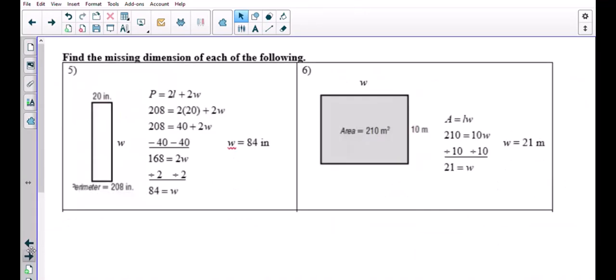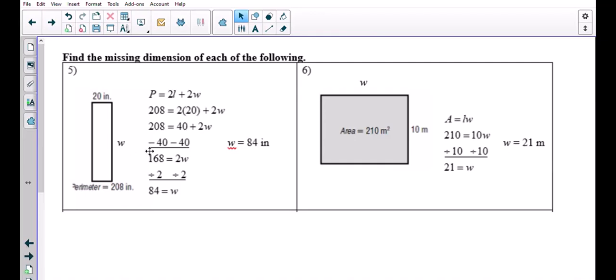All right, well, naturally, things need to get a little bit more complicated. So in our examples that we're going to see next, we're going to find the missing dimension of each of the following rectangles. So in both 5 and 6, we're looking for the width. We're given in number 5 the perimeter, and in number 6 we're given the area.